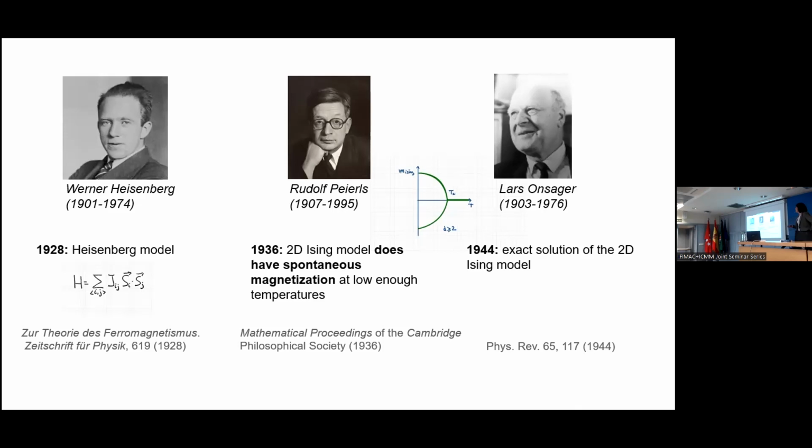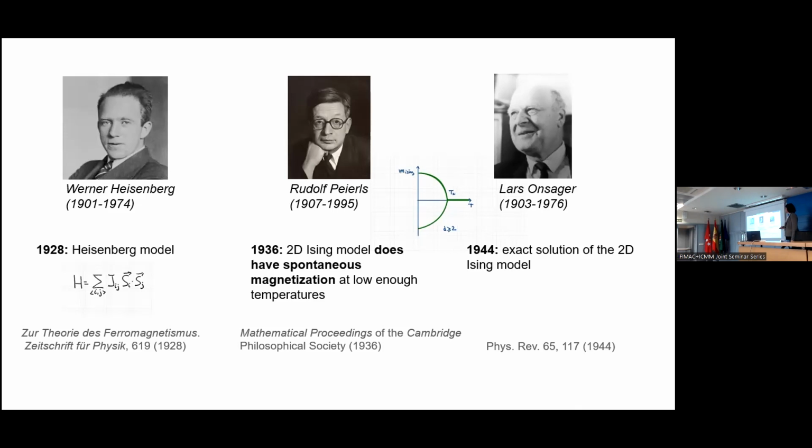So then, of course, many other colleagues were not happy with this extension of the results. And here what I'm showing is Werner Heisenberg. So what he did is, okay, maybe the Ising model was too simple. Let me consider a more complex model by considering not only that we have the Z component of the spins that interact with each other, but that we have the full spin, a model given by this full spin-spin interaction. So this is what we know nowadays as the Heisenberg model.